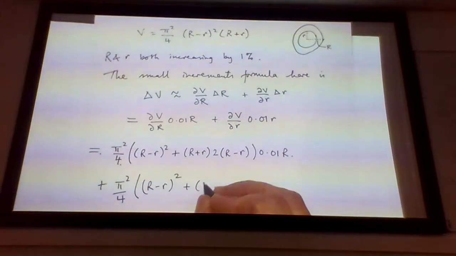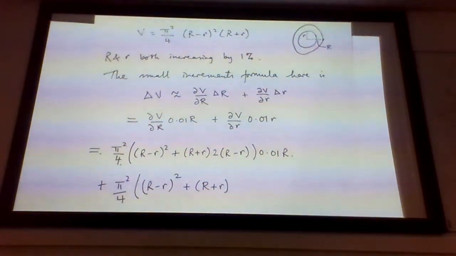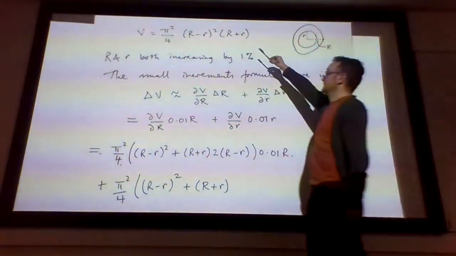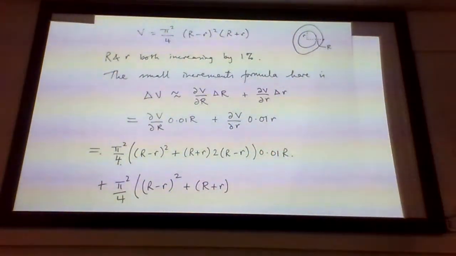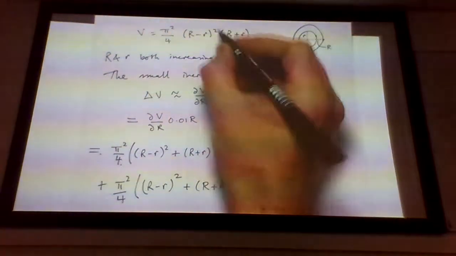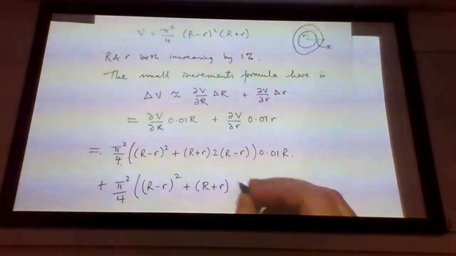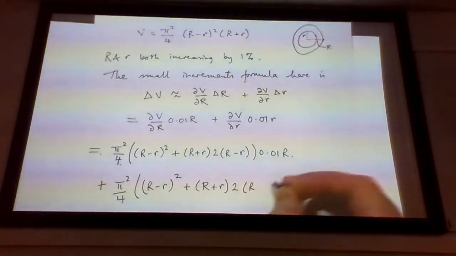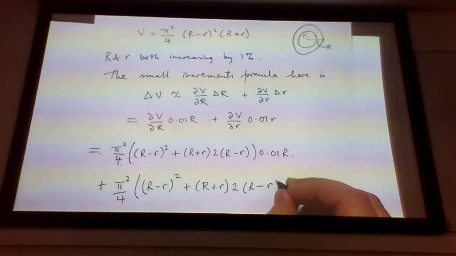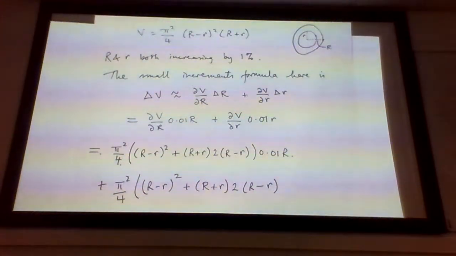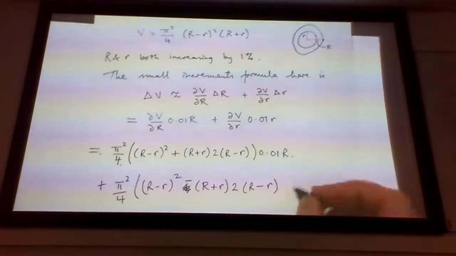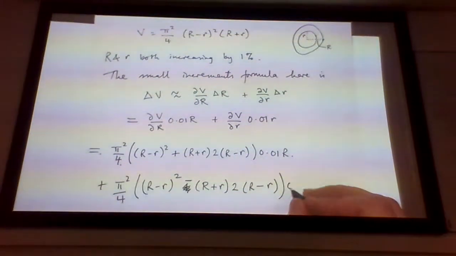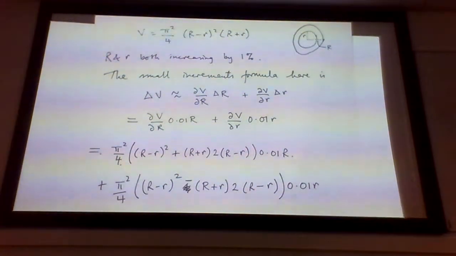And then we add on the second part of the product rule. This time we're keeping the second bracket the same, and we multiply by the derivative of the first bracket with respect to little r. The squaring is on the outside, so here's where we're using the chain rule. It is 2 times capital R minus little r, but it gets multiplied by a minus sign. So let me change this here to a minus sign. And then that gets multiplied by 0.01 little r.